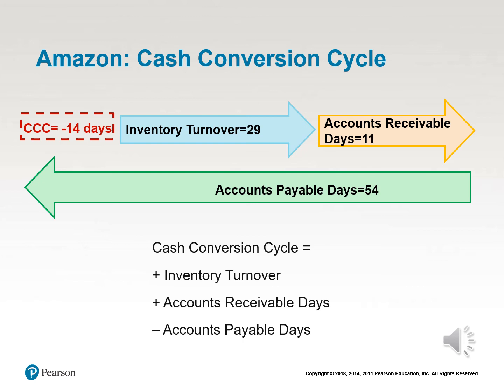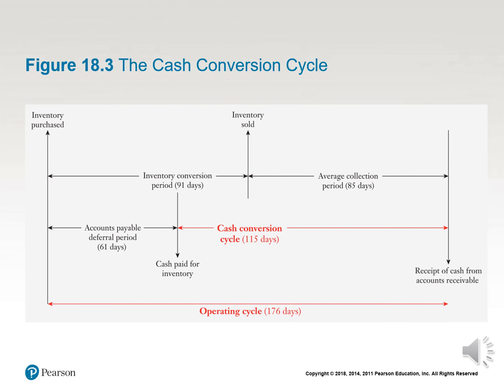You don't see this often, but definitely it's a win for Amazon shareholders because it means that cash is available for growth. The people who aren't too happy are the suppliers that are waiting on their checks from Amazon. I want to show you this graphic that also reflects the cash conversion cycle and the operating cycle, because this is the graphic that you will see in your Pearson materials.